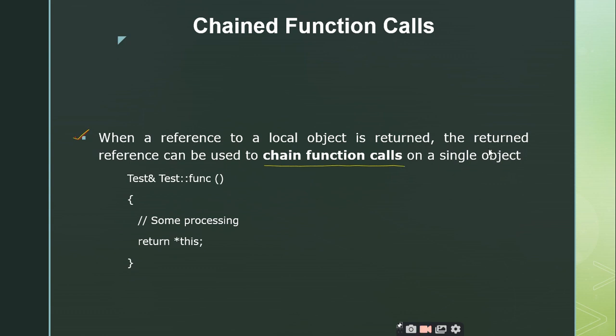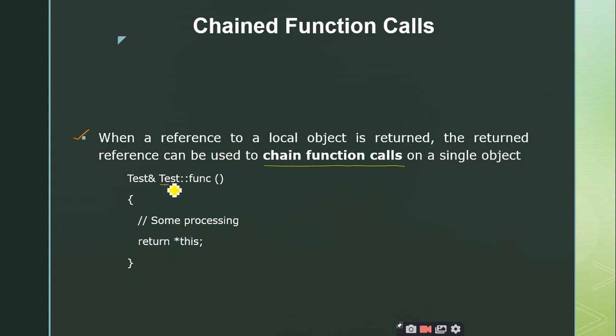Chained function calls is a simple concept where you invoke multiple functions in a single shot by using a single object. You can use only one object and invoke multiple functions or member functions of the class in a single shot, right? So this is the syntax of returning the this pointer, or the reference to the local object, which is also called the this pointer.